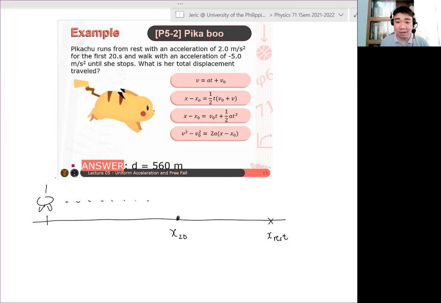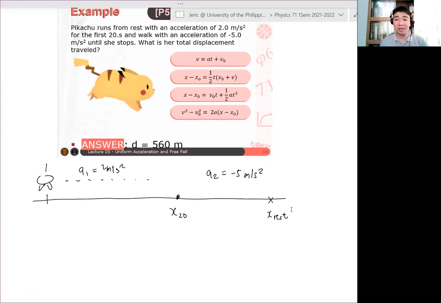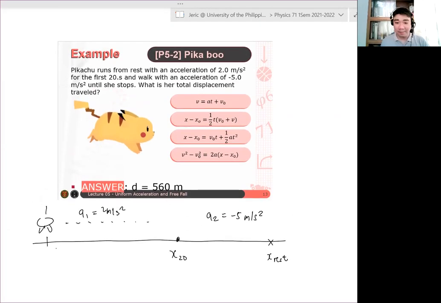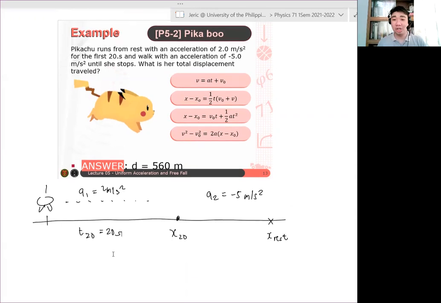So here, the acceleration, let us say a1 equals 2 meters per second squared. And then let's say I have a2, which is -5 meters per second squared. Okay. Now, dun sa una, ano yung given? What are the given quantities? So here, given yung total travel time, let us say t20 equals 20 seconds. Therefore, what equation can you use for the first situation?